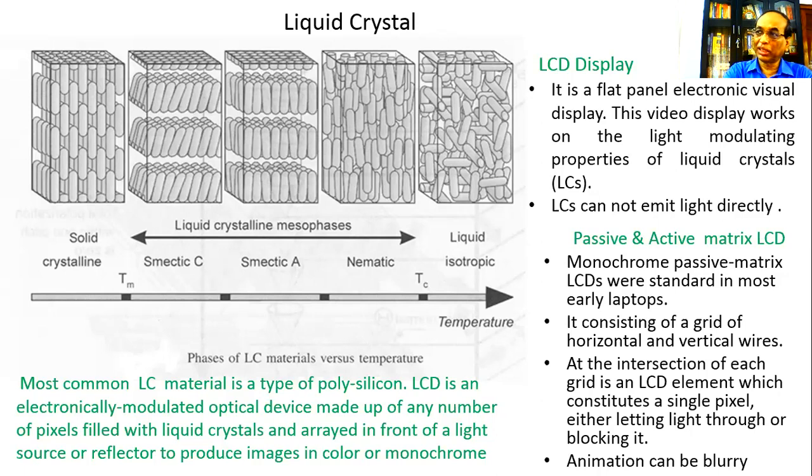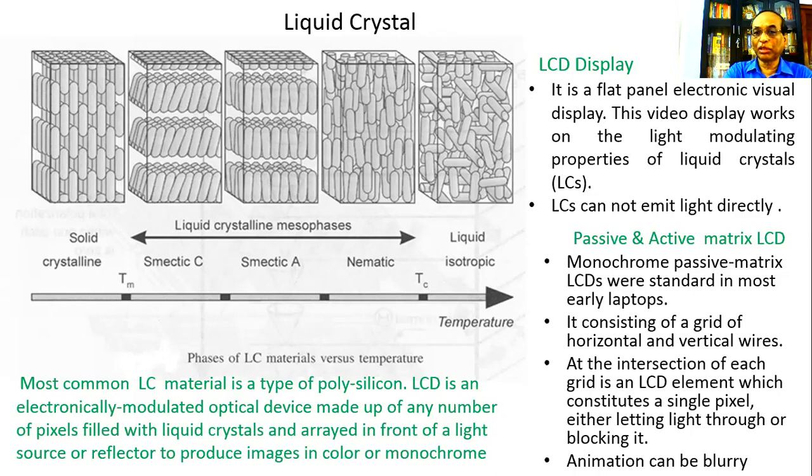So there exist both monochrome and color display panels. LCD display is a flat panel electronic visual display, with outwardly mechanical properties. The video display works on the light modulating properties of liquid crystal. Liquid crystal cannot emit light directly. So there will be a change inside the liquid crystal, but it cannot emit light.